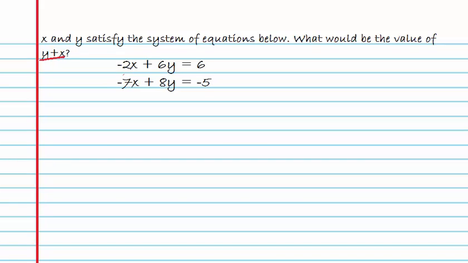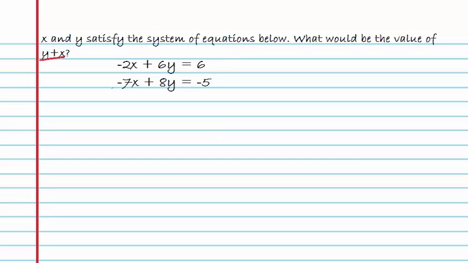If you remember, there are three common ways for solving a system of equations. There is graphing. You can graph the lines and see where they intersect. You can use substitution. You can isolate a variable and then plug it into the other equation. Or you can use the elimination method or the linear combination method. It's called both of those things. I'm going to use this third method, linear combination or elimination.